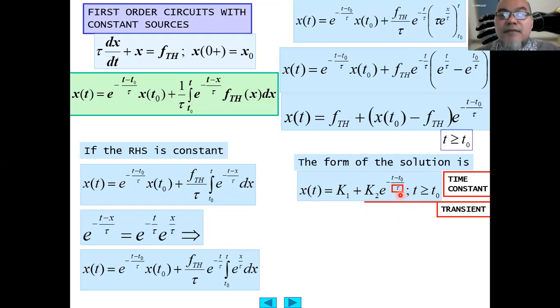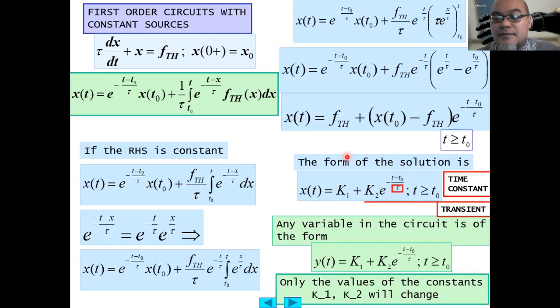Again, tau is the time constant, which is calculated from the parameters of the circuit elements. So any variable in the circuit is of the form y(t) equals k1 plus k2 exponent minus (t minus t0) over tau, for t larger than or equal to t0. So only the values of the constants k1 and k2 will change.